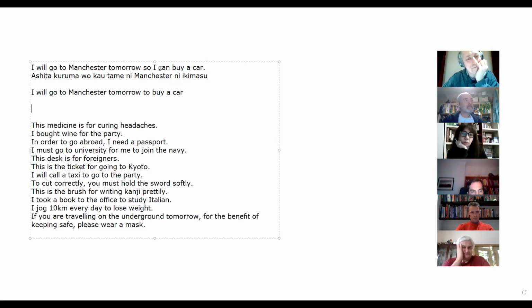So the distinction between yoni and tameni is that yoni suggests that even if you do this countermeasure, this outcome bit, there's still more work to be done. So it's only being able to buy a car, but you've still got to go and borrow the money from the bank and ask your wife if it's okay to buy a car and apply to the DVLC and make sure that the law is okay for you to travel to Manchester, all these other things that go on as well. But tameni says, I'm just going to go and buy a car. It's so I can buy a car. There's nothing else to do except go to Manchester.